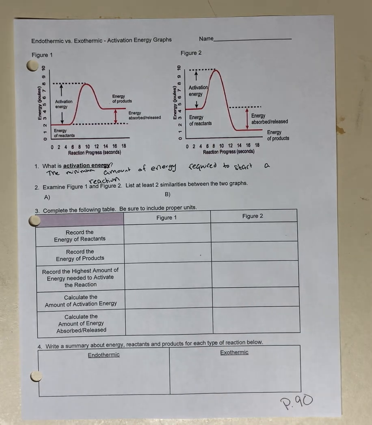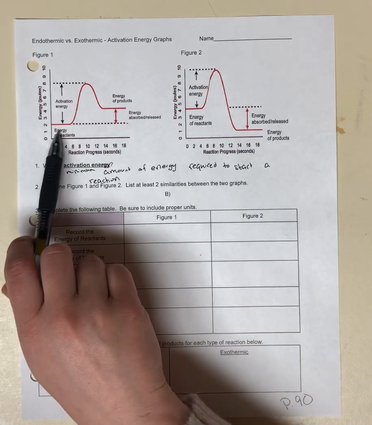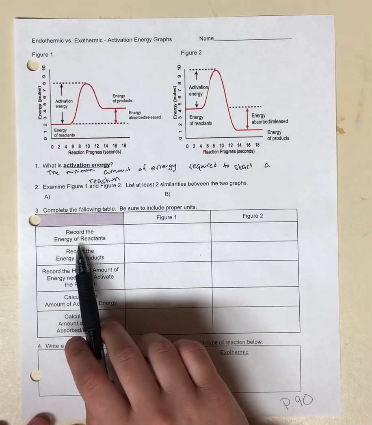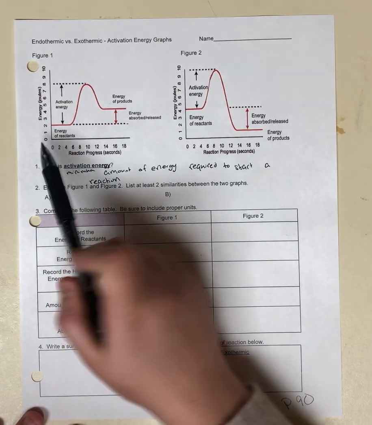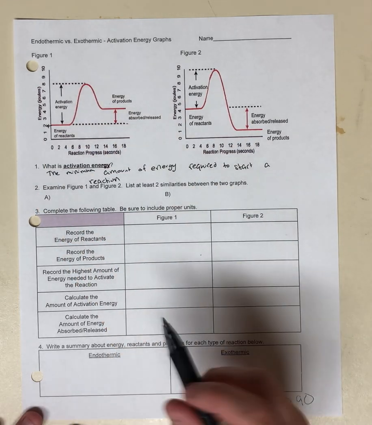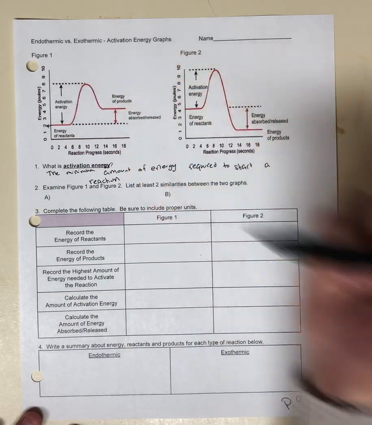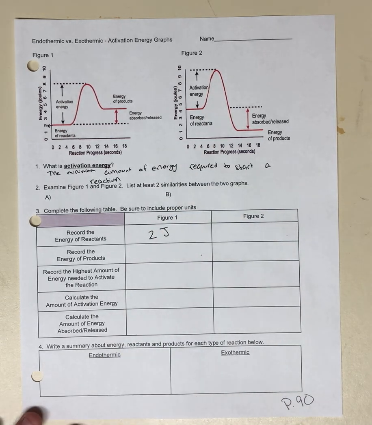All right, so now we're going to go into the table in number 3. In order to complete this table, we're going to have to look at each of the graphs that correspond. So this column is responding to figure 1 right here. Record the energy of the reactants. I'm going to look on my graph for where it's labeled energy of reactants. I see it right here, and we are right at 2. Let's look at our label here on the y-axis, 2 joules. So that's what I'm going to record: 2 joules, joules being a measurement for energy.